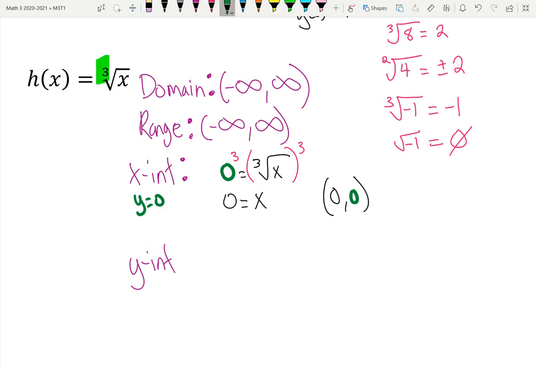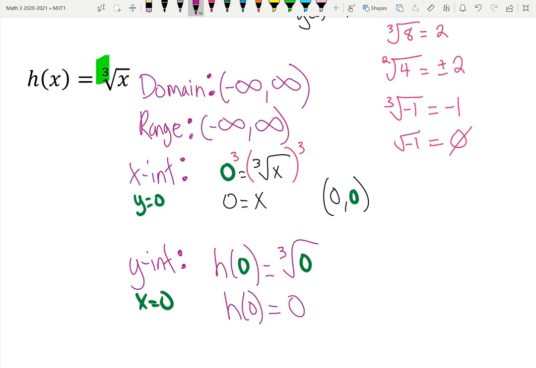For my y-intercept, I let x equal 0, and I'm going to plug it in. h of 0 equals the cube root of 0. Well, this is going to be 0. Therefore, it's going to be (0, 0). In this case, it was the same. So the big takeaway is that when it is an odd degree, the domain changes.